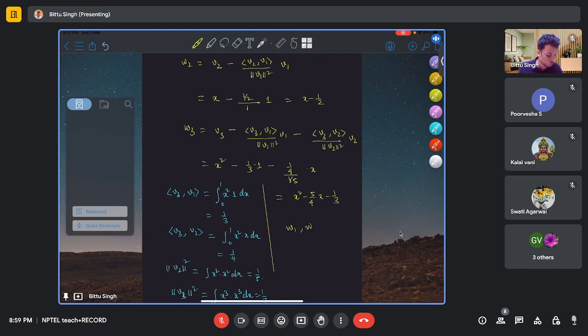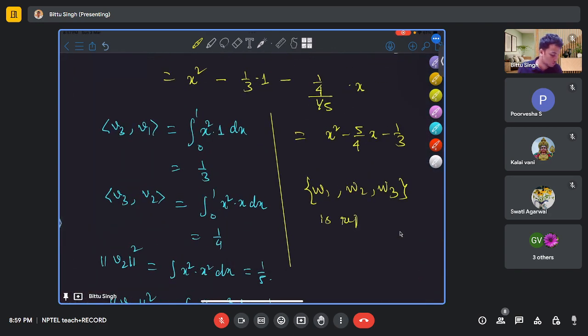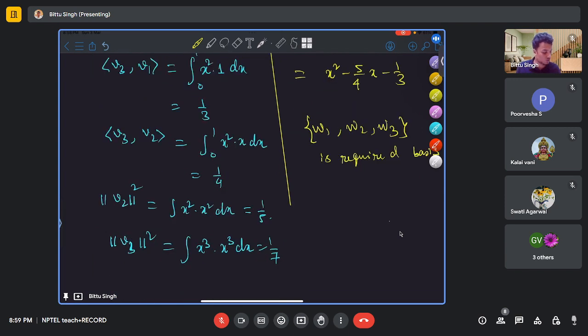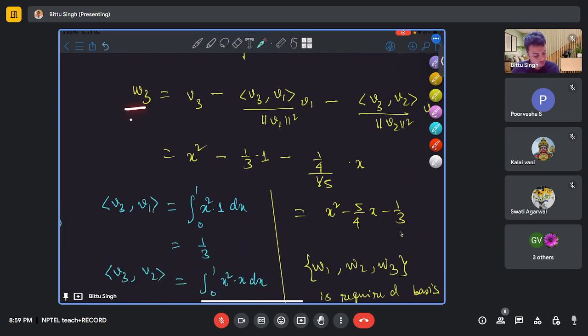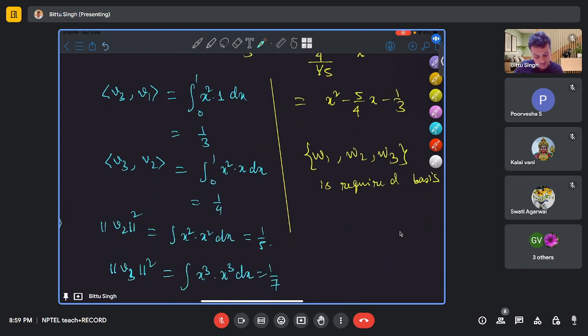So W1, W2, W3 is a required orthogonal basis, because there can be many different choices. You know this is also an orthogonal set, but if you rotate by some angle, this will be another orthogonal set, right? So this is actually a particular orthogonal basis. We can create many others. For example, if you multiply W1, W2, W3 by some scalar, this will give another orthogonal basis.